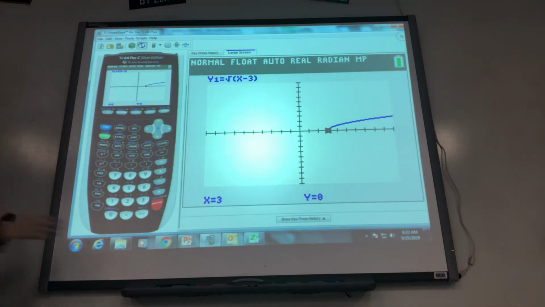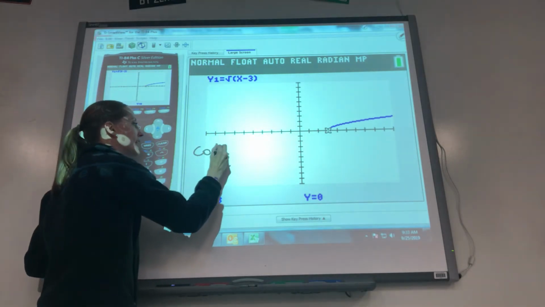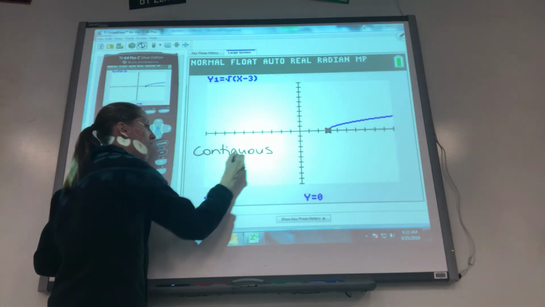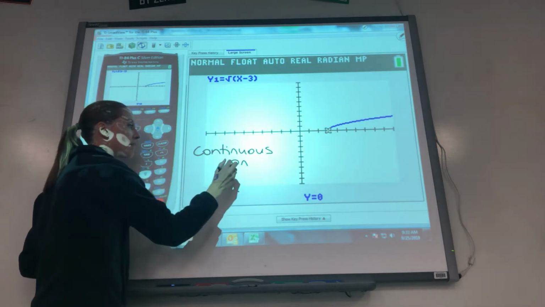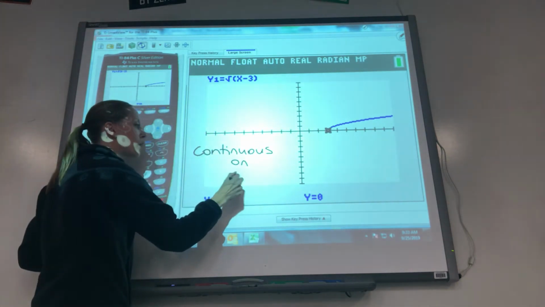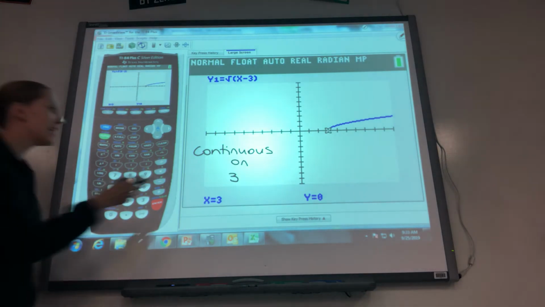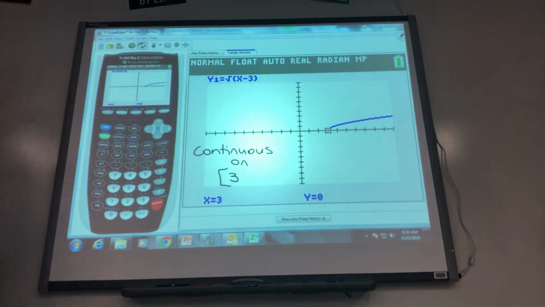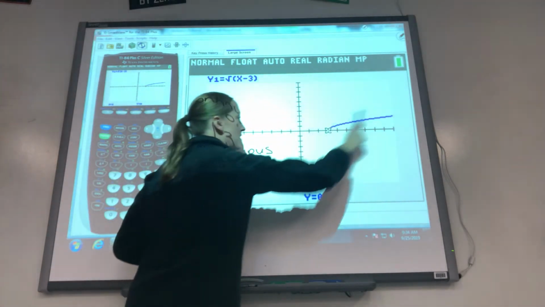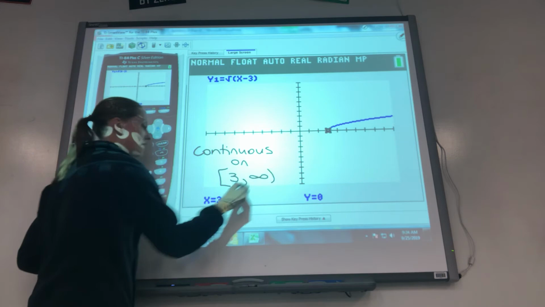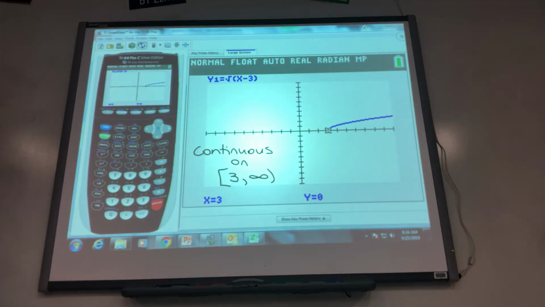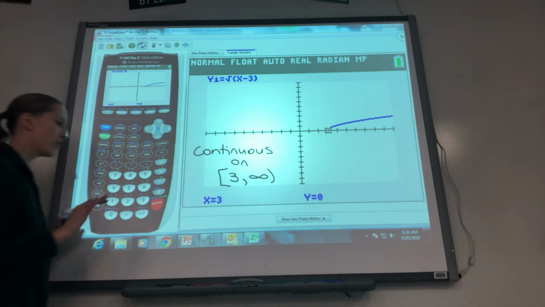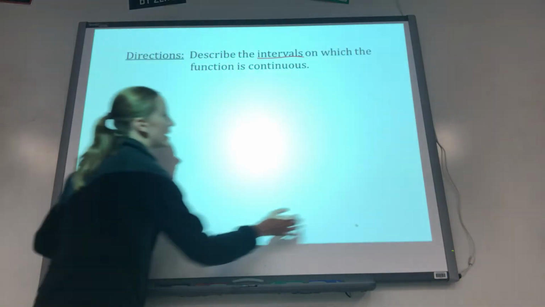So I would say for this one that it's continuous on, I'm going to set up my interval now. It starts where x is 3 and it can equal 3 because we just saw there is a point there, and it'll be continuous for everything else past 3. So that would have to be our answer here. We have to say it in intervals. Continuous on the interval 3 to infinity.